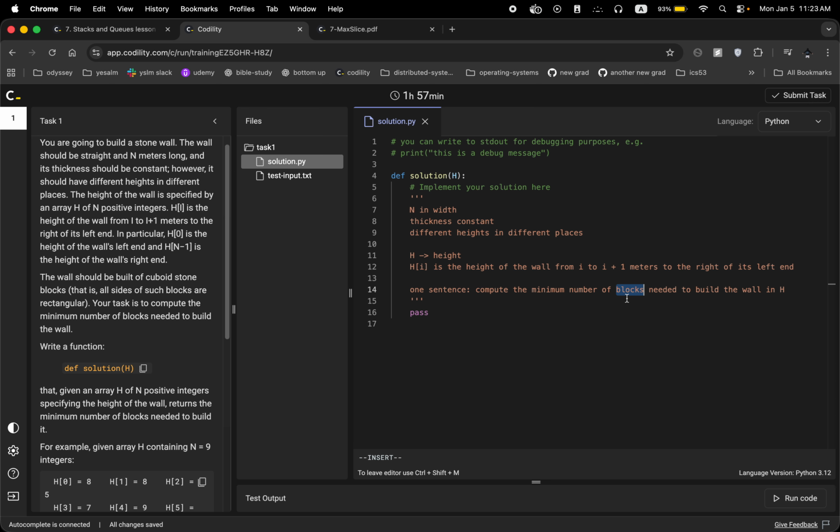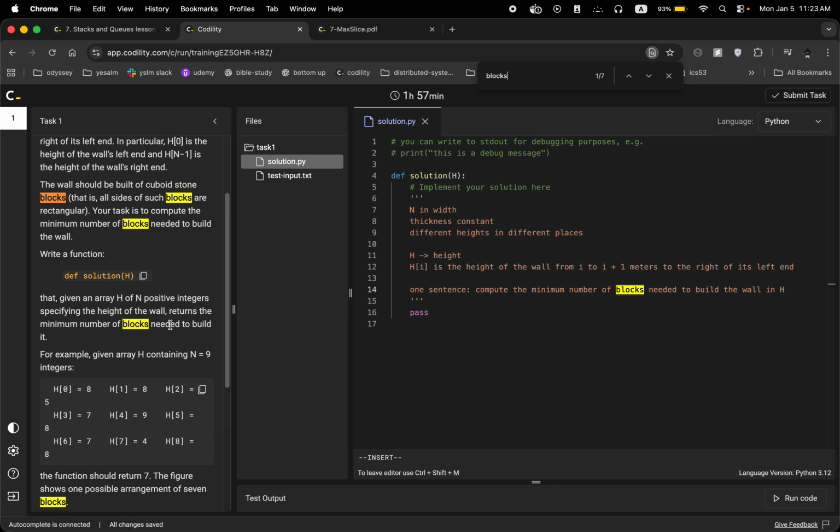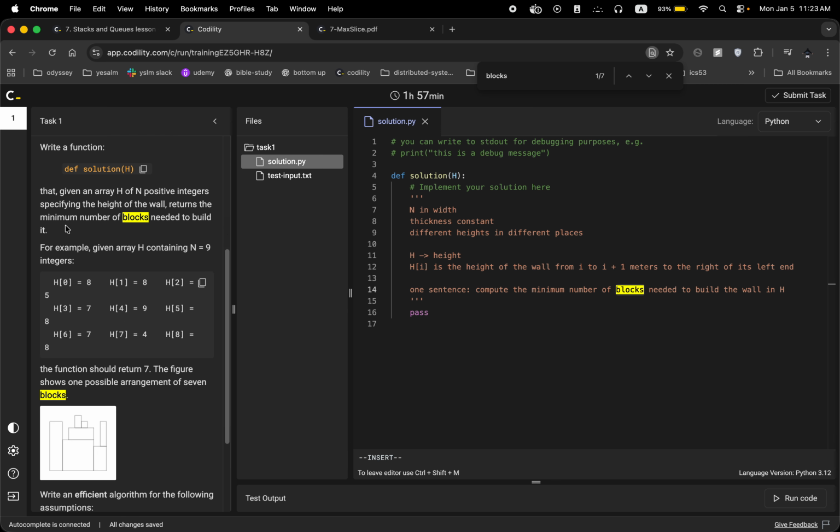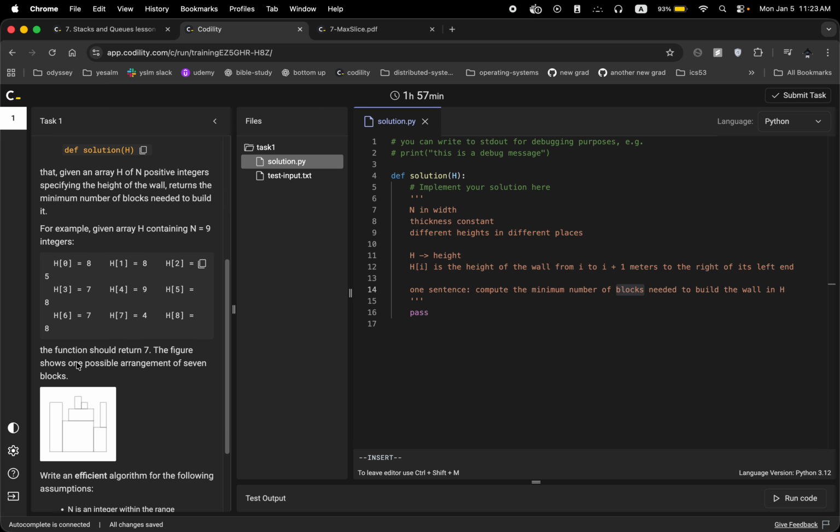So what is blocks here? I don't really know what blocks is. The wall should be built of cuboid stone blocks. Alright, let's look at an example, maybe that clears things up. Given an array h of n positive integers specifying the heights, return the minimum number of blocks needed to build it. For example, given array h containing n equals 9 integers. I'm going to write this down. It helps me if I draw the wall. Oh, okay, they even give you a visualization here.